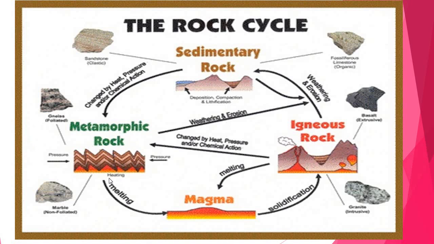And metamorphic rock, as it is compressed, you can see here the lower part of the metamorphic rock is near the crust. So the metamorphic rock again melts down and becomes magma, and the same process again takes place. So this is what the rock cycle is.